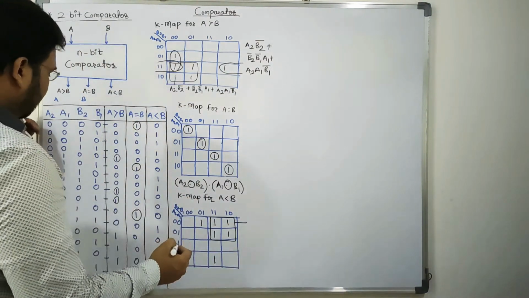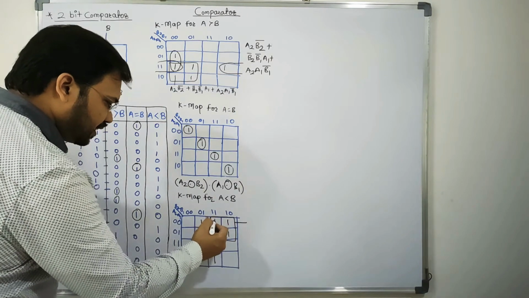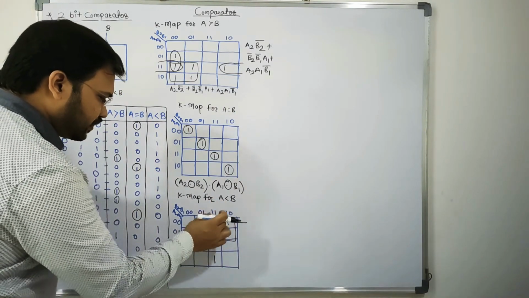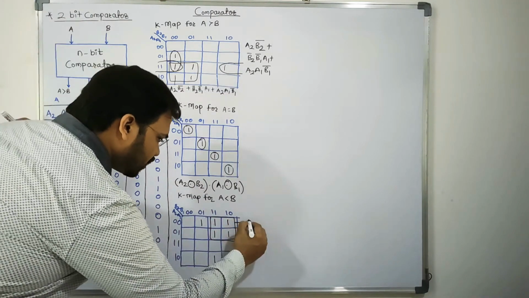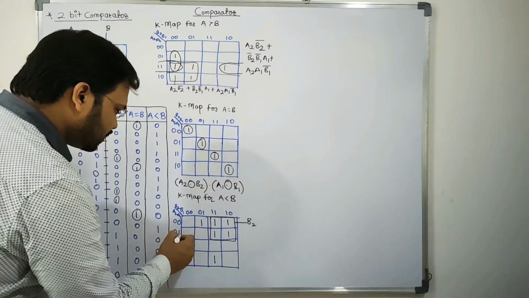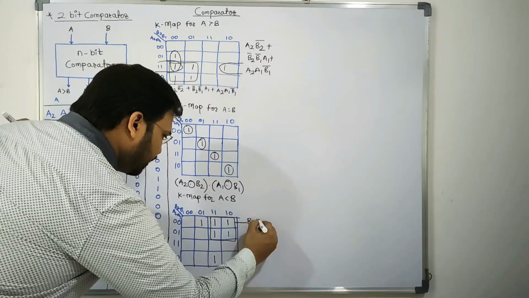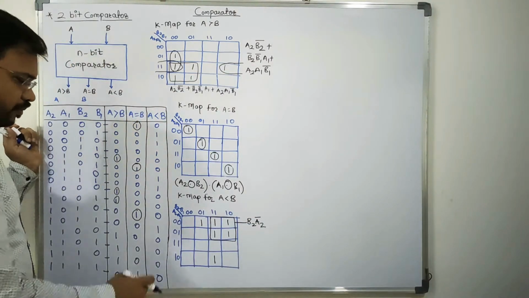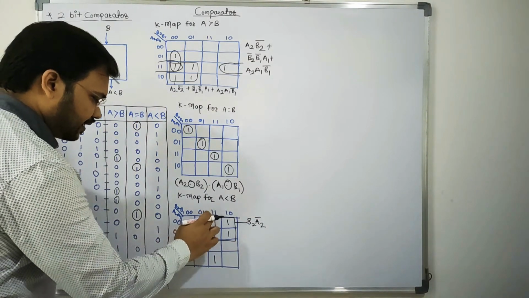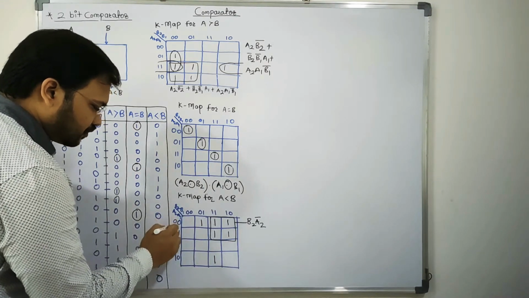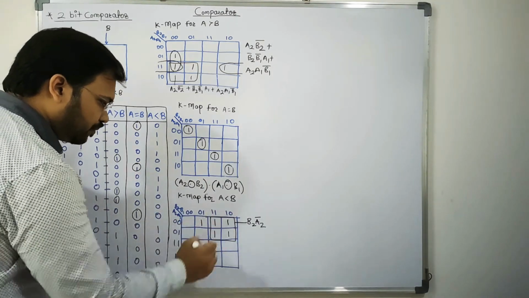So the equation for this, if you see that quadrant, here 1 1 1 0, so it is what? 1 common, so it is B2. And here 0 0 0 1, so A2 bar. So here B2 A2 bar. If you see here 1 1, so here B2, and here 0 0 0 1, so 0 leftmost, so A2 bar.